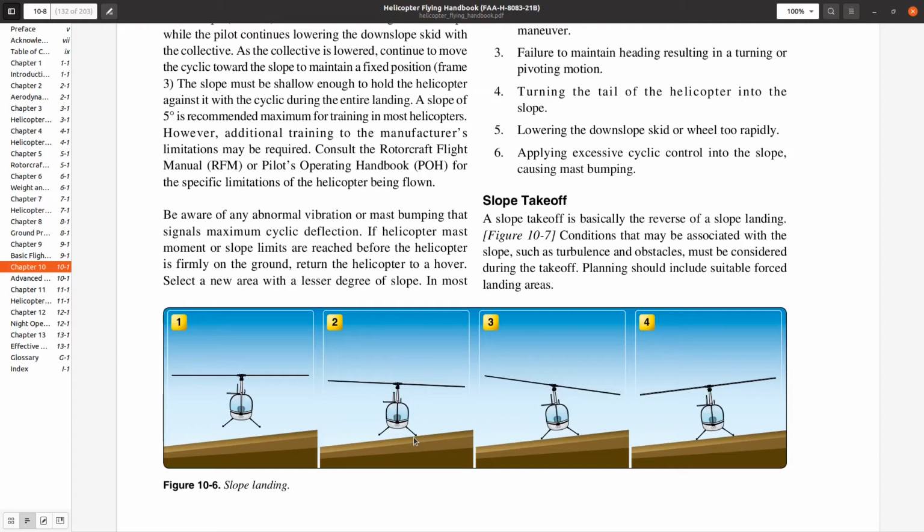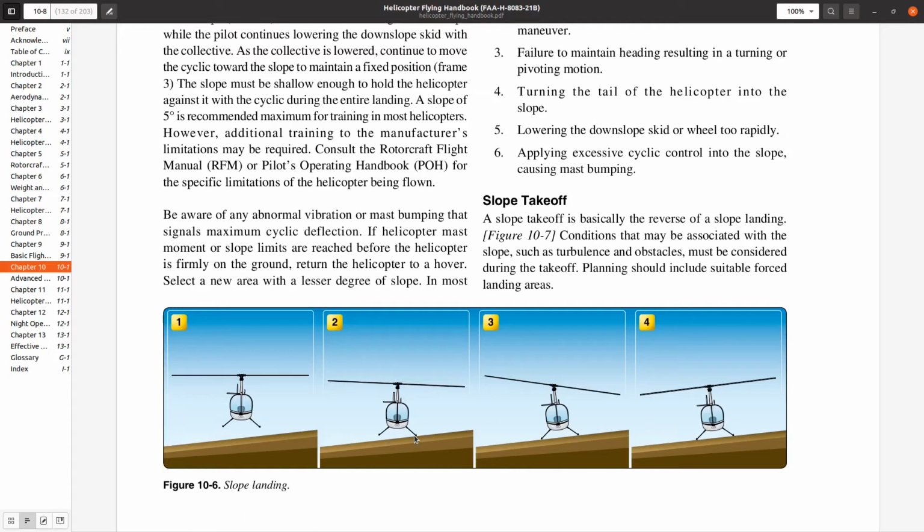I was flying with somebody recently, getting him ready for his check ride, and I told him, you cannot be too slow on this. An examiner is not going to say, boy, you took too long to land on this slope. But if you slam the thing down, he's going to tell you about it, because if you do this too quickly, you can get dynamic rollover, which is a problem. So what you want to do is get that slope there first. Now, by the way, if you're flying something like the Schweizer, the left skid hangs low.